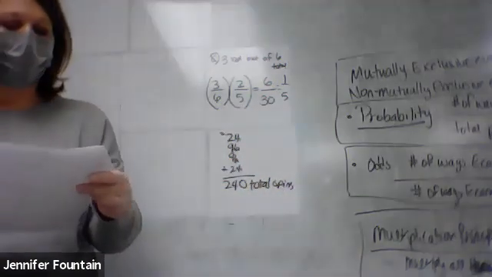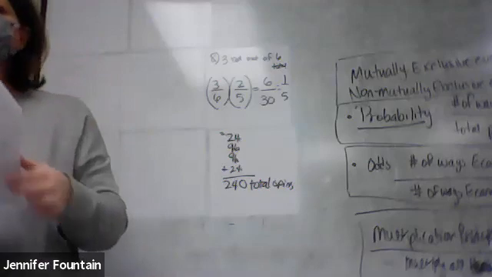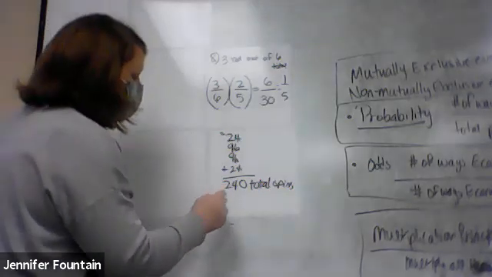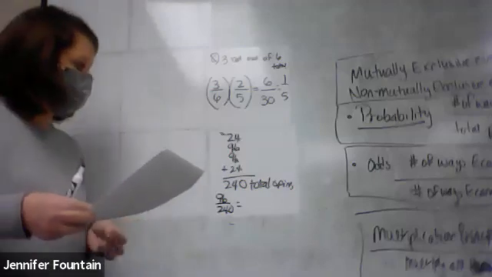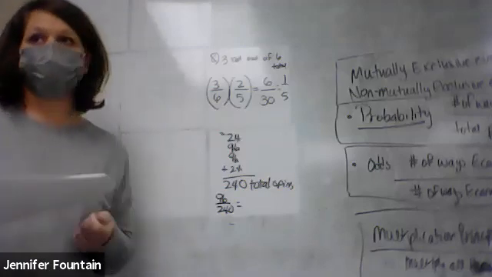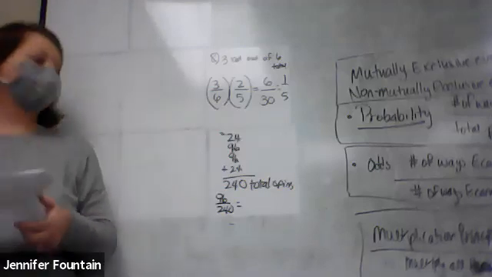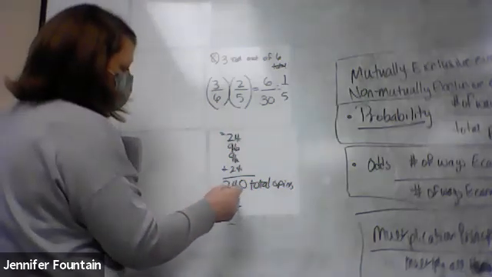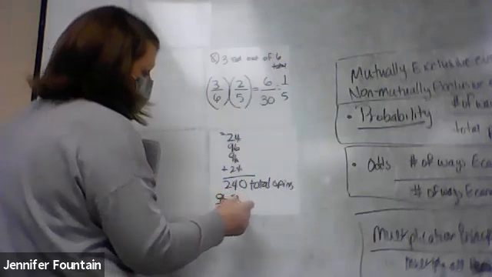Okay. How many of those were blue? 96. So there were 96 out of 240, right? Now, can this be reduced? Yes. What are they both divisible by? 2. Okay, let's start with 2. What's 96 divided by 2?